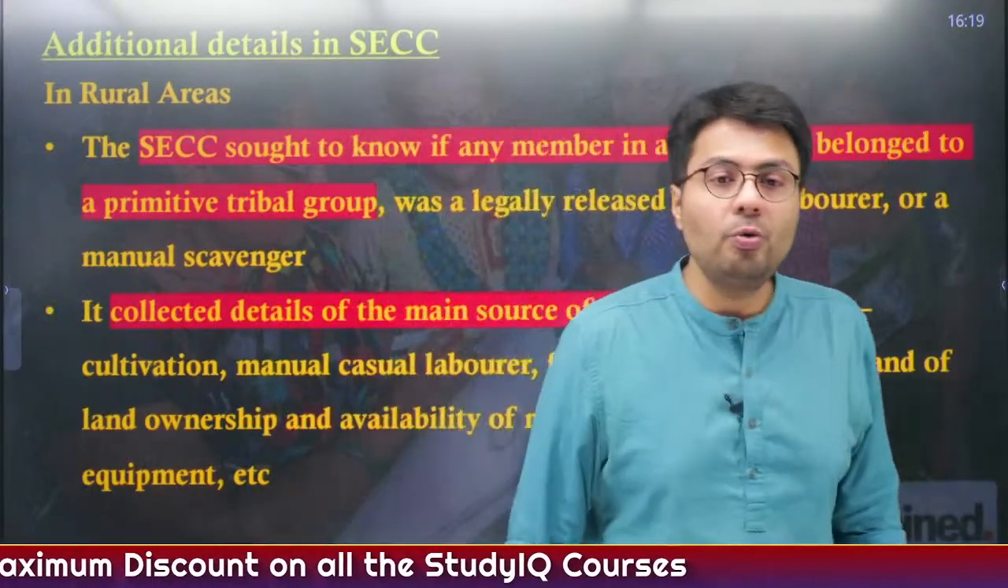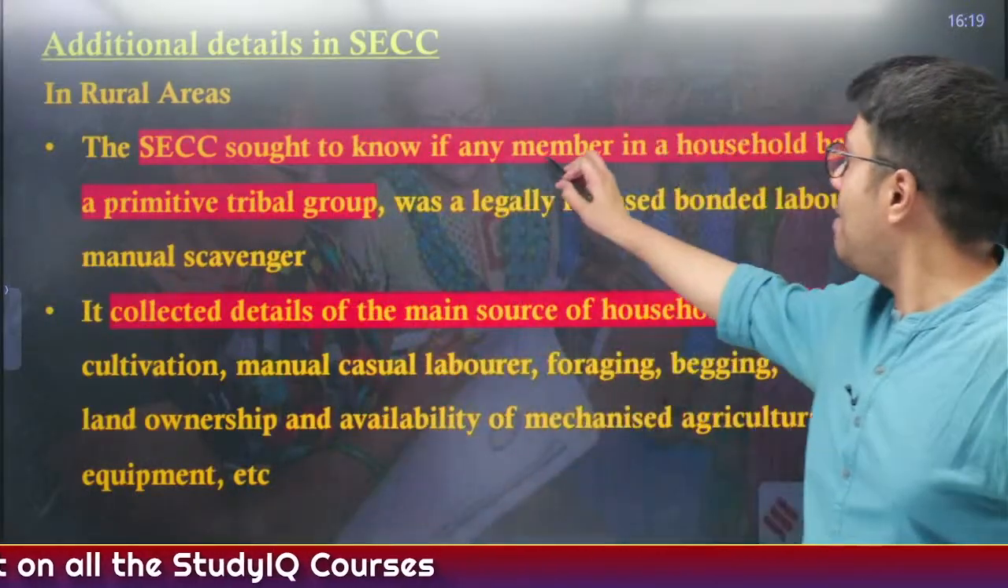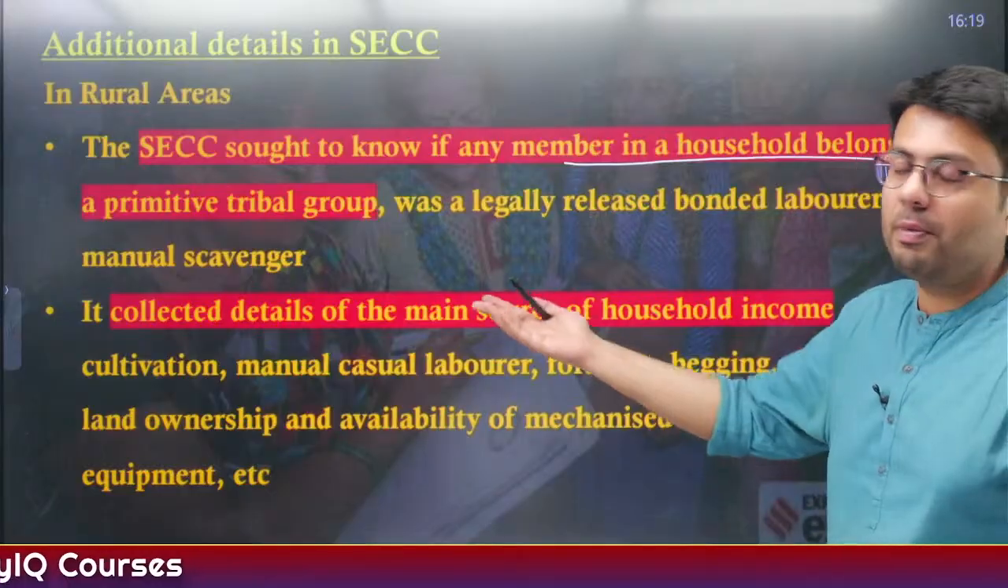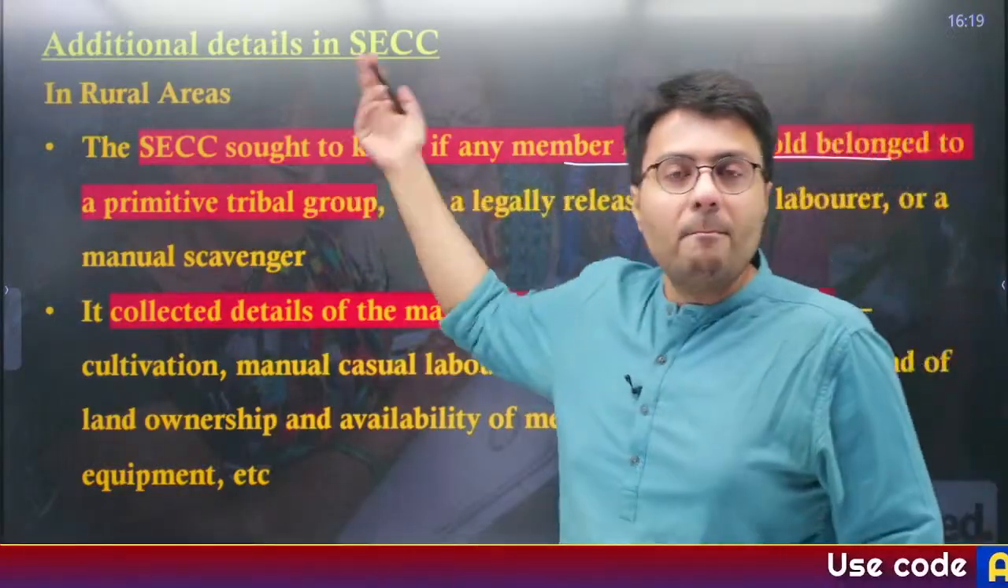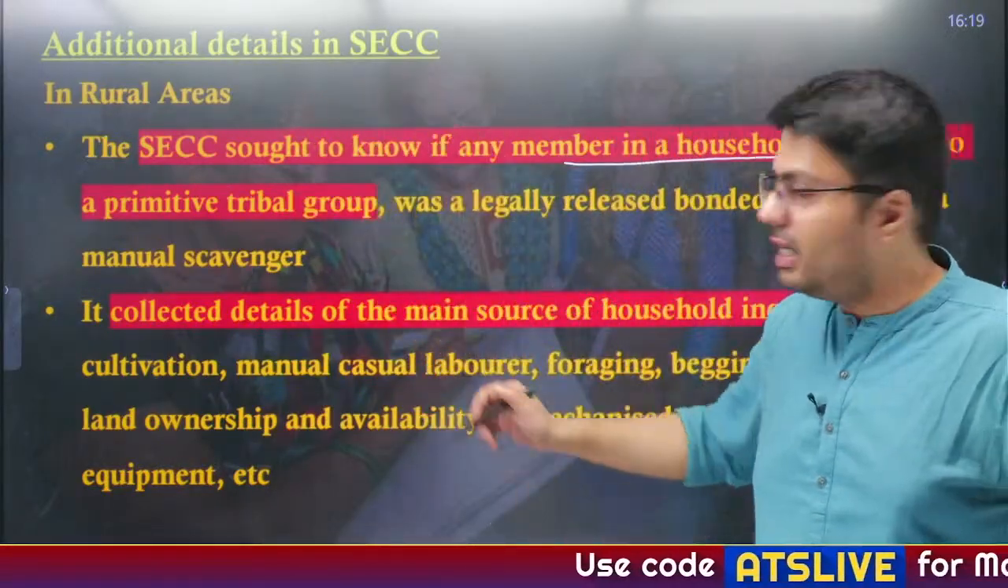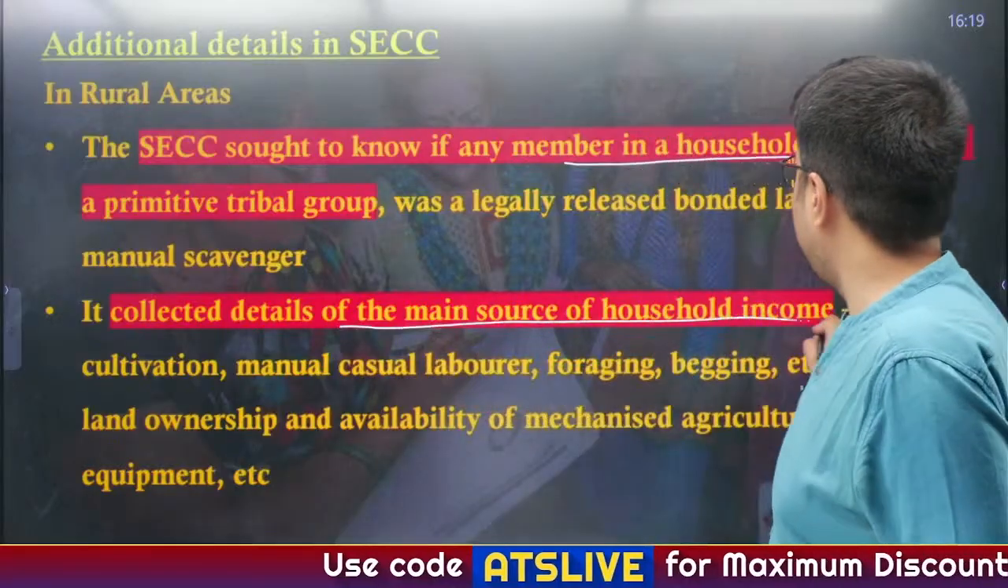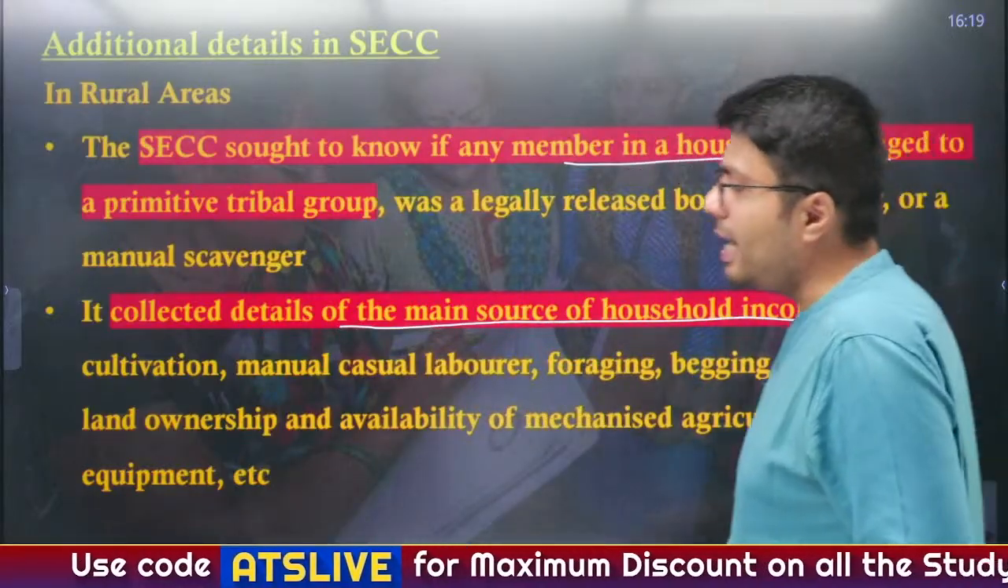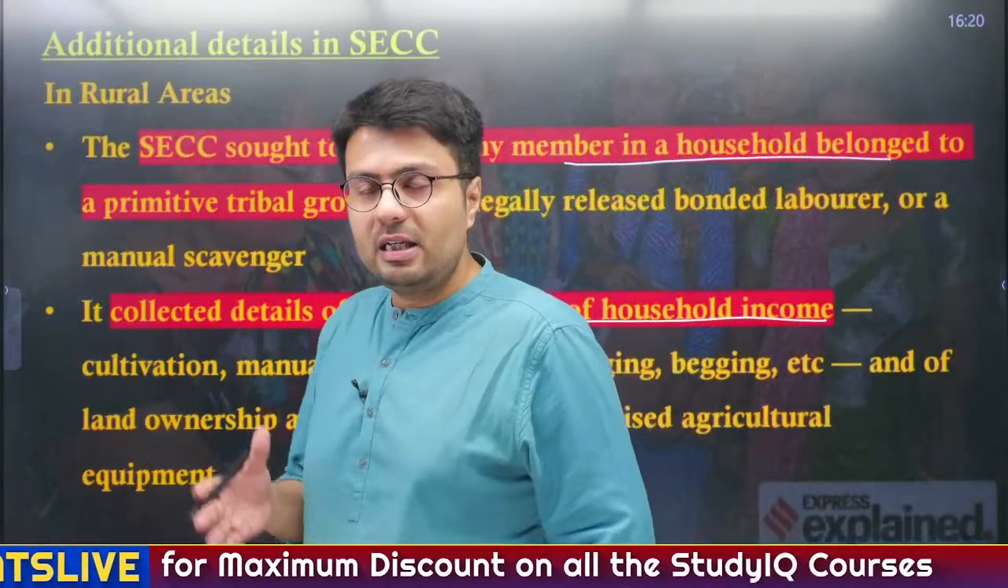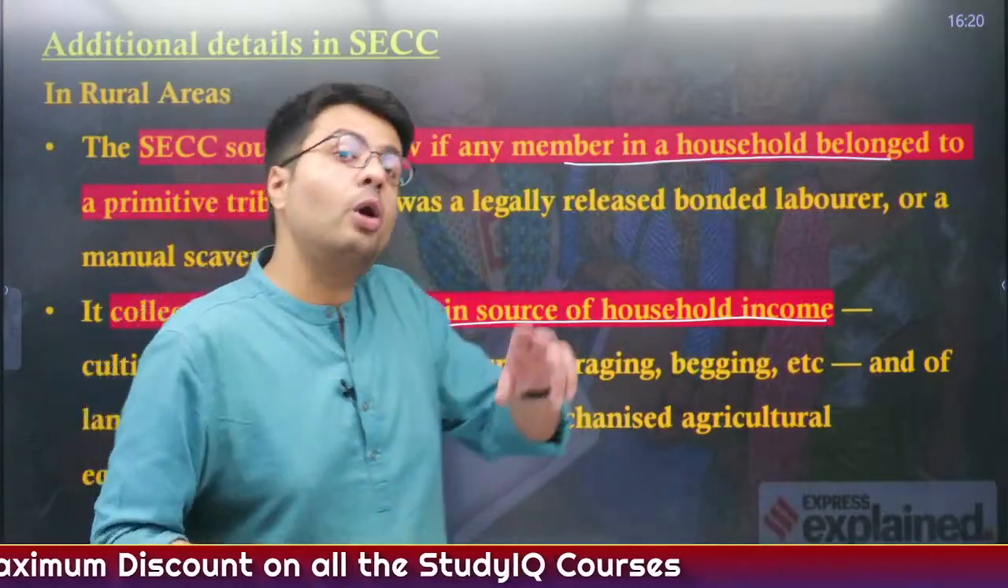Similarly, if they went to a rural area, they sought whether any member of your family belonged to a primitive tribal group, or whether they had served as a manual scavenger or a bonded labourer, and they also collected the details relating to the main source of household income, right? So these are the kinds of details that were asked in SECC, not in the caste census.